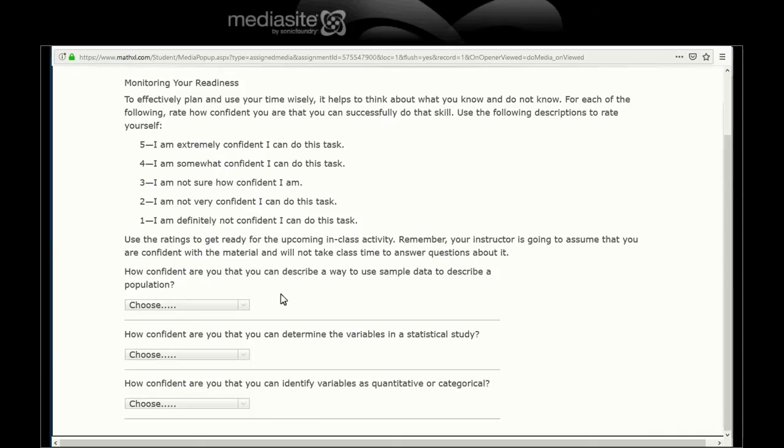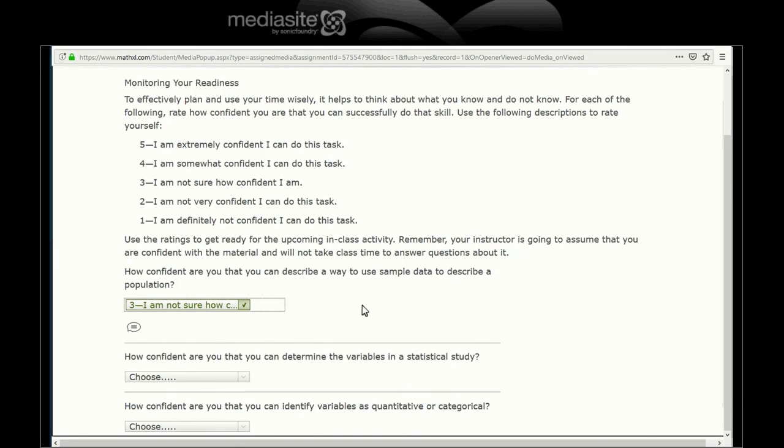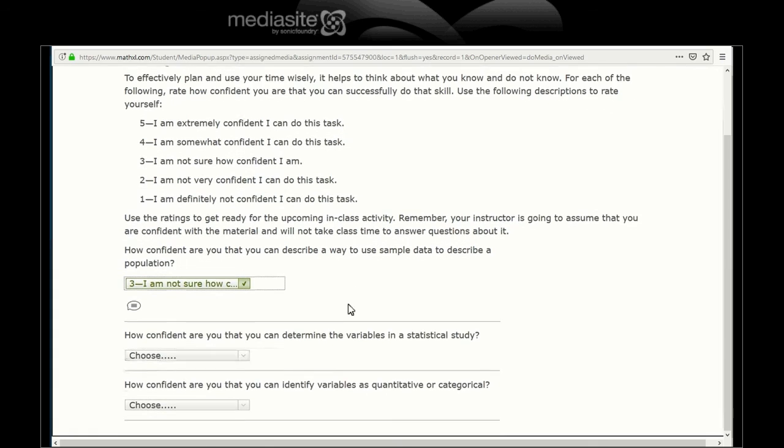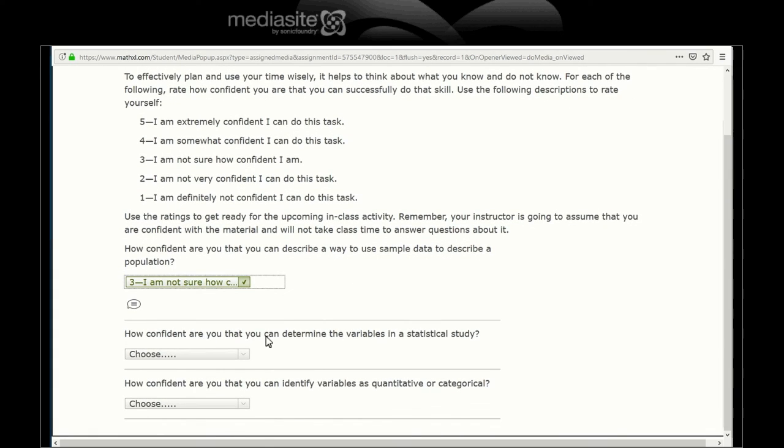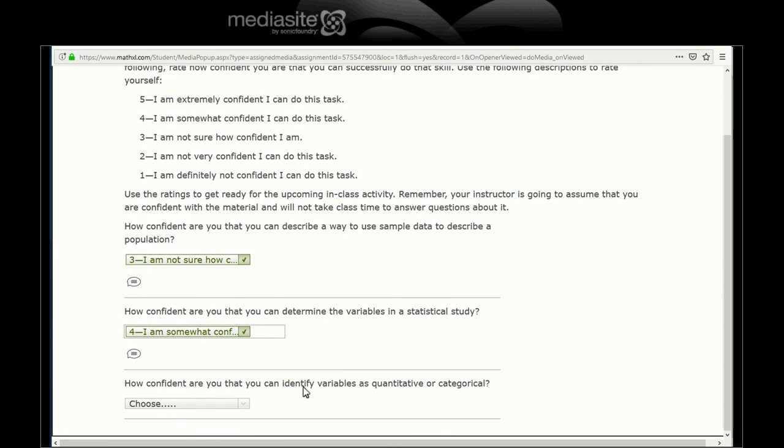So how confident are you that you can describe a way to use sample data to describe a population? Well, we haven't done any of that yet, so I'm not sure how confident. We haven't quite done that yet. How confident are you to determine what the variable is in a statistical study? In a study, what is the variable? Somewhat confident. And to choose between quantitative or categorical? Very confident.